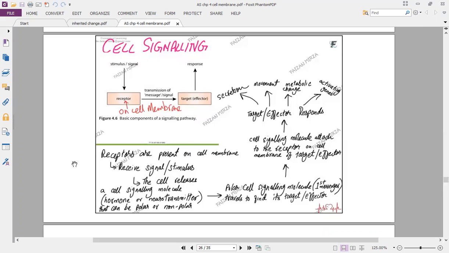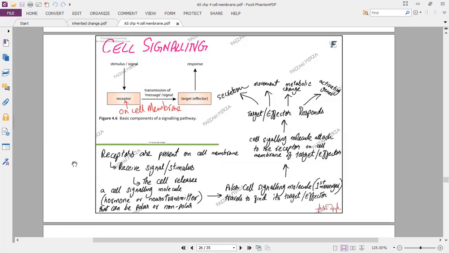The cell releases a cell signaling molecule, which might be a hormone or a neurotransmitter. But in this case, which we are discussing right now, the hormone or the neurotransmitter will be water soluble. It will be polar. It can be non-polar as well, but the non-polar will be functioning through a separate pathway for which we can discuss later. But right now, we'll be restricting ourselves to polar cell signaling molecules. They work by the process of the second messenger. They activate a second messenger. The polar cell signaling molecule itself is called the first messenger.